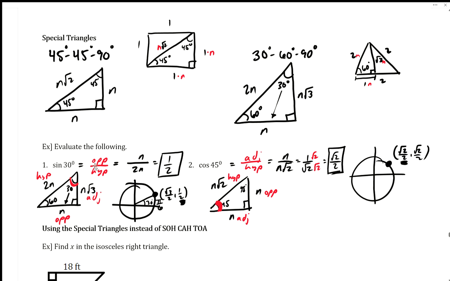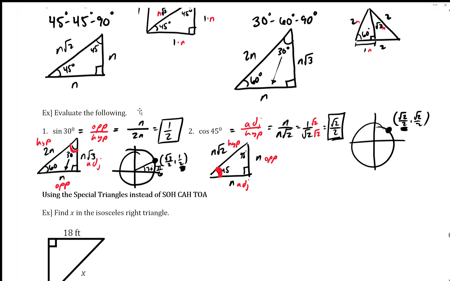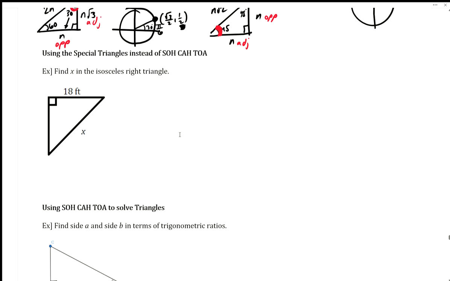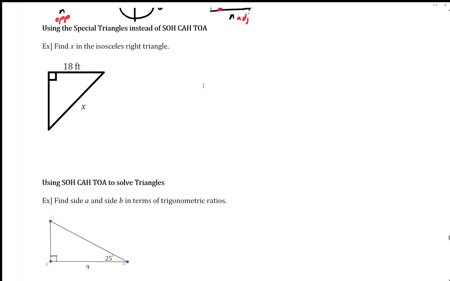Okay, so that's using them to evaluate some trig functions. We could also have done it with tangents or cotangents and so forth. All right, let's see how we can use them in just right triangle problems. So we're going to use these special right triangles. You could use SOHCAHTOA, but because of the special angles, we're going to use the special right triangles instead.